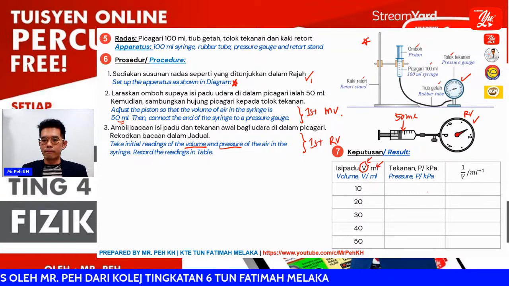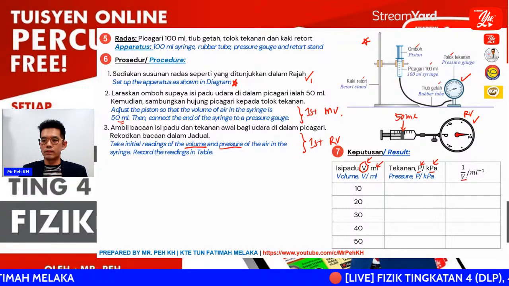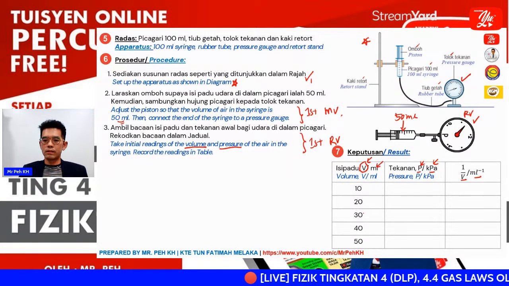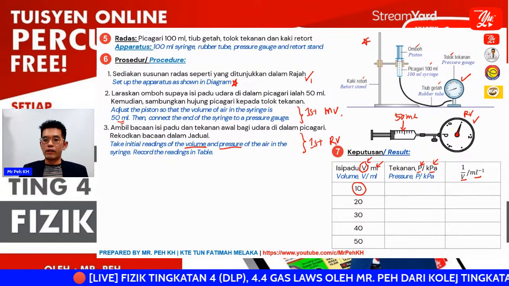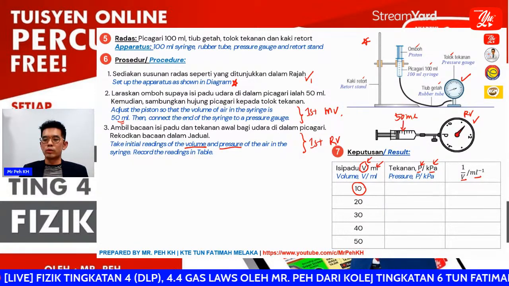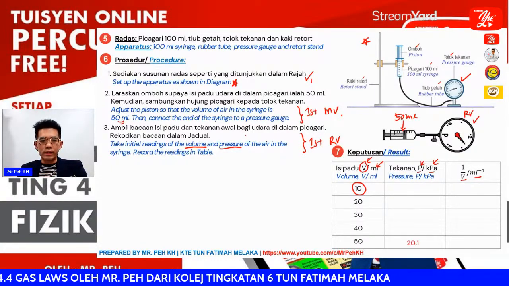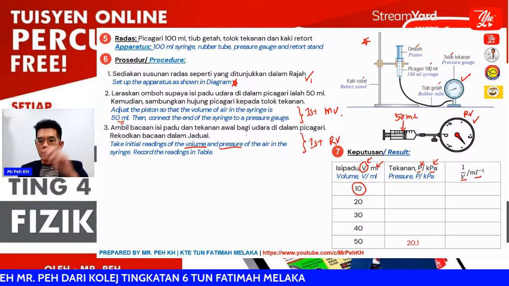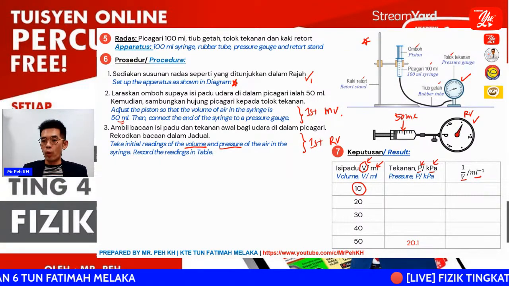Okay, and then each one is also the same. You can see here, must have symbol and unit, symbol and unit. And here the value you write must be according to the sensitivity of the apparatus you use. Okay, then here, the first reading I got together with my students is about 20.1.